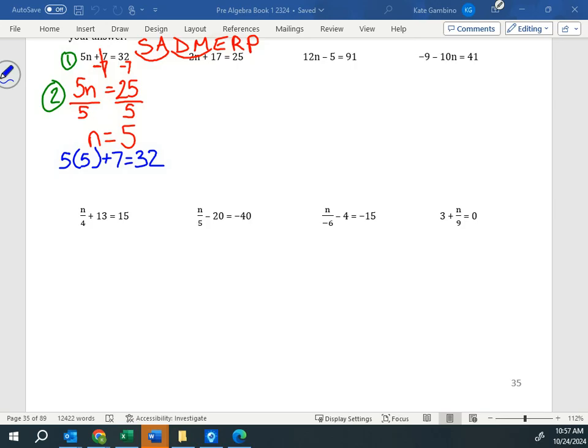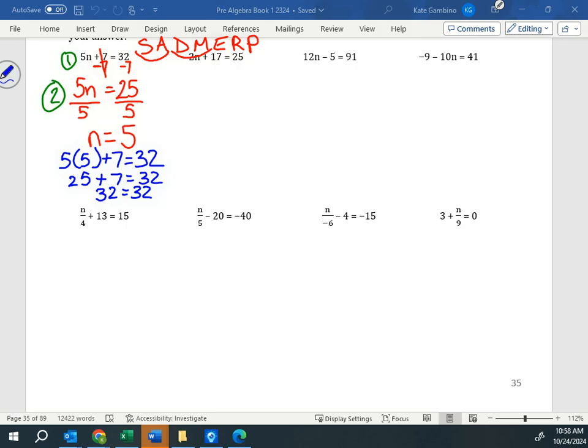Now I'm going to do the regular math. So I'm going to do the order of operations the way it's supposed to be, because I'm not doing opposite operations anymore. So I'm going to multiply first. 5 times 5 is 25. 25 plus 7 is 32. 32 equals 32. So I know I did my math right. I checked my answer and it balanced out.